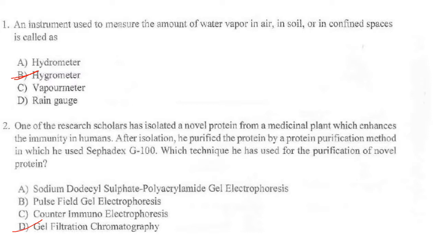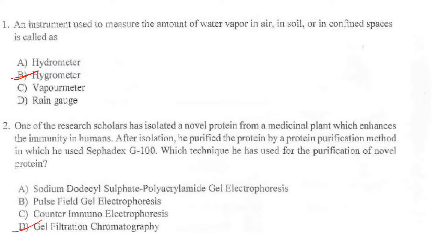First, coming to the first question. An instrument used to measure the amount of water vapor in air, in soil or in confined spaces is called the hygrometer. Answer is option B.